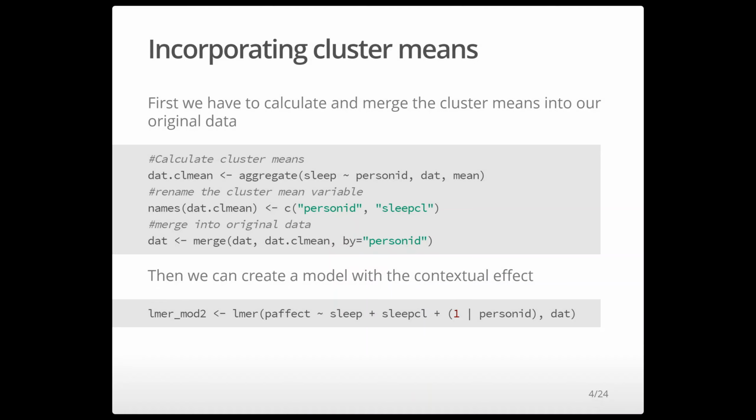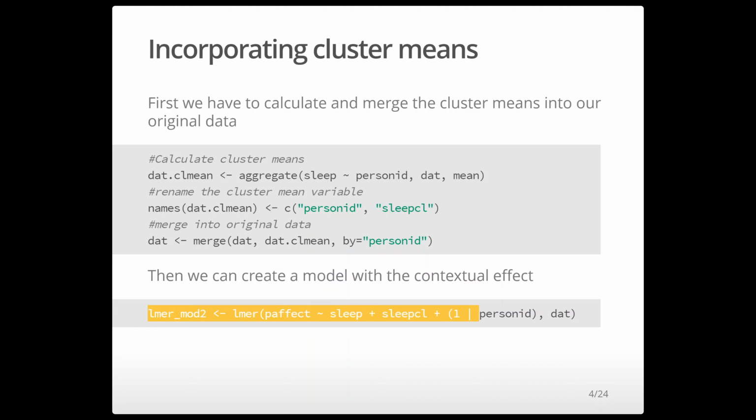So to incorporate the cluster means into our model, first we have to calculate them, and we can do this as before with the aggregate function, where we take the mean of sleep at person ID, and this gives us a different data set. Next we need to rename the sleep variable in this new data set while keeping the person ID name the same. And then we merge our new data into our original data. So now in our original data, we get a new column that's a level 2 variable with the cluster mean of sleep for each person.